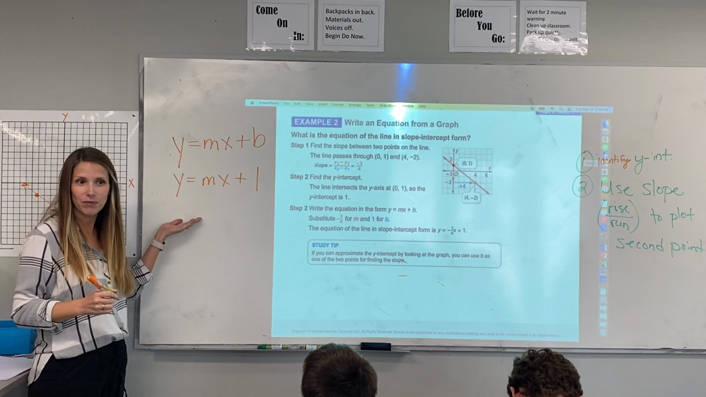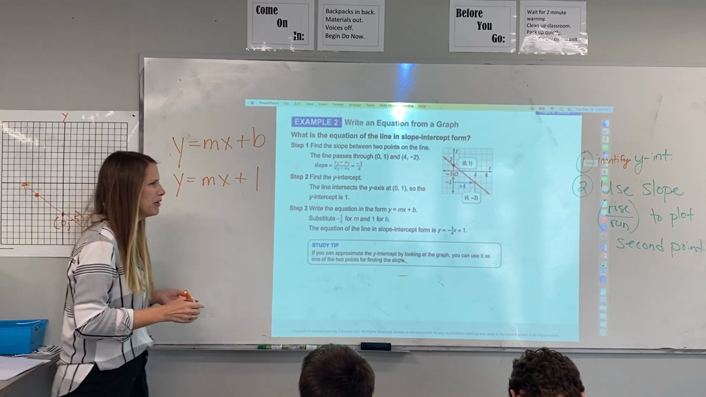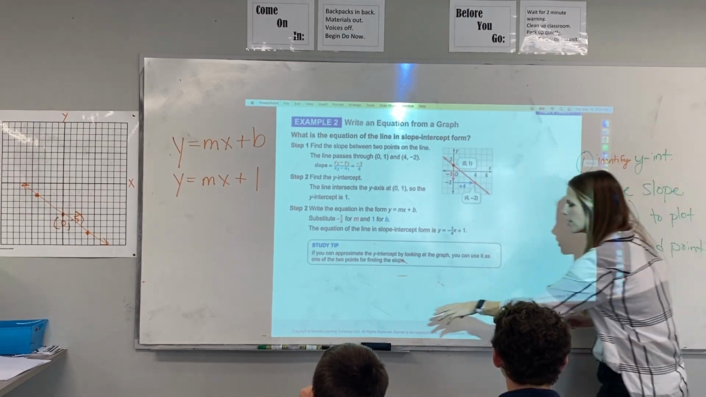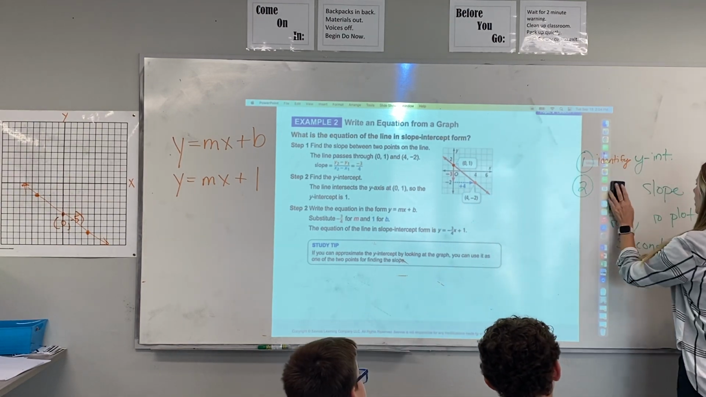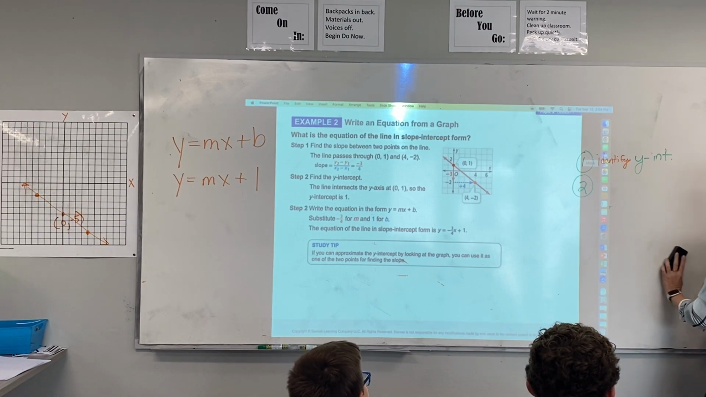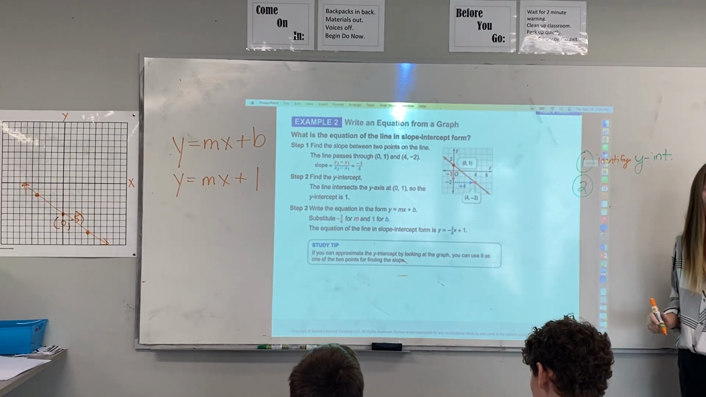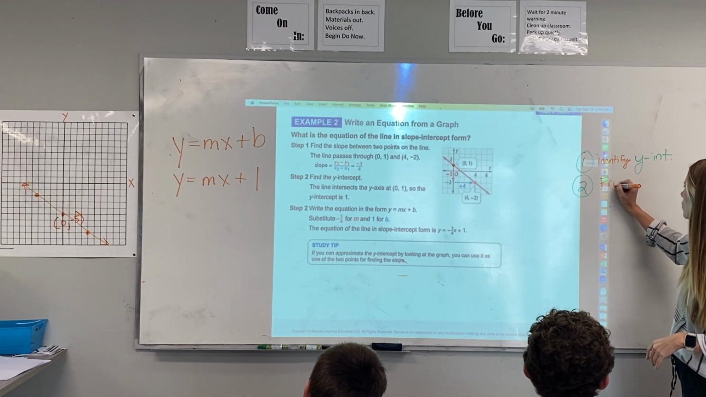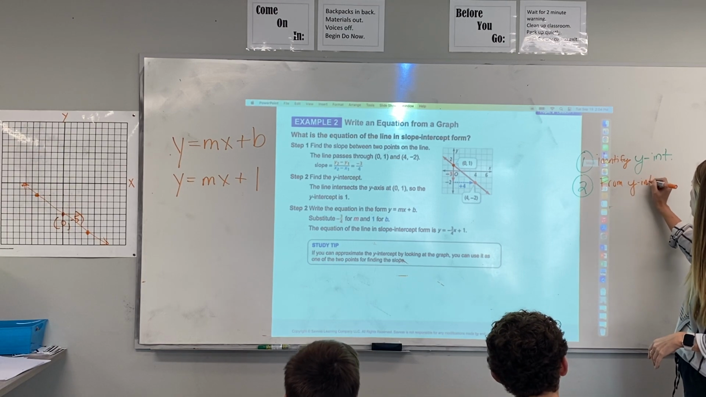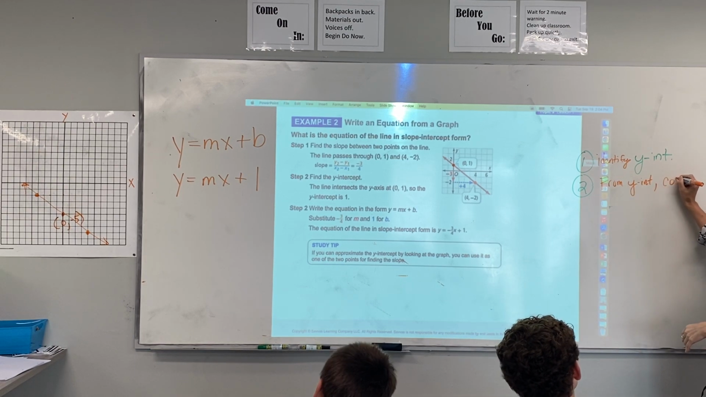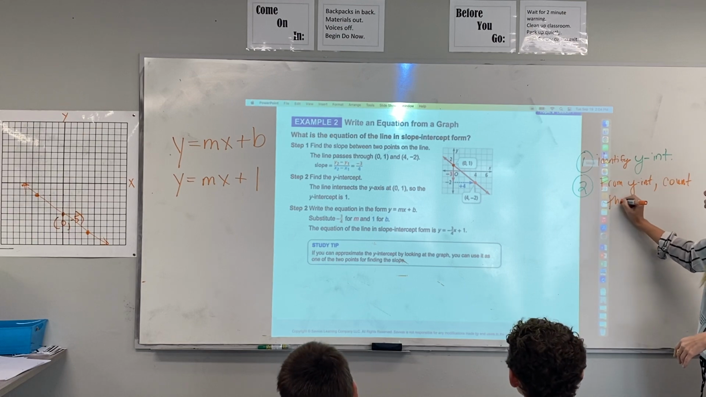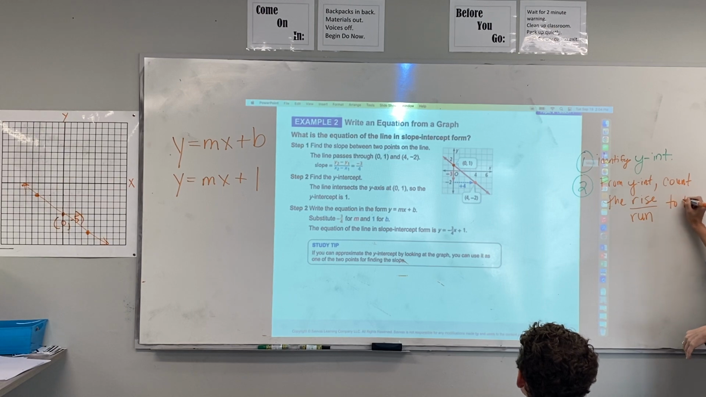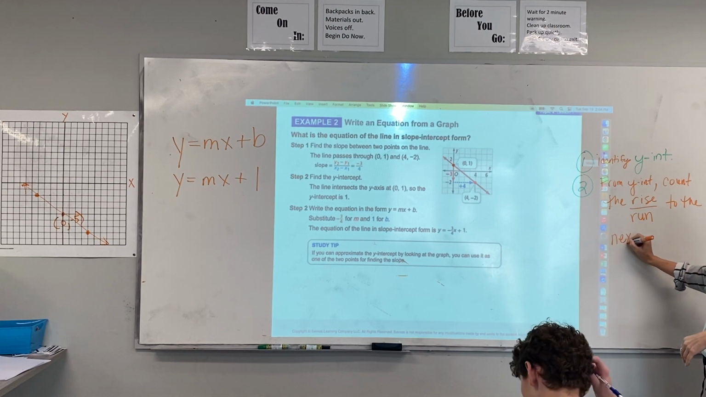We're getting there. Now, before we were using the slope to plot the second point, here we're going to use the y-intercept and count over to the next point. From the y-intercept, count the rise over run to the next point.